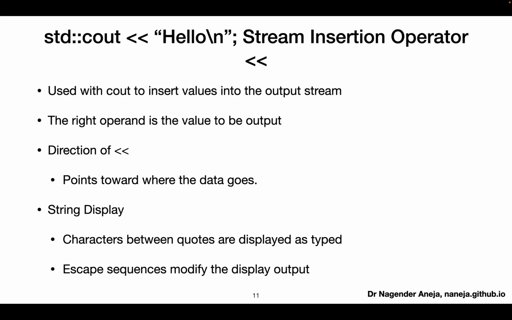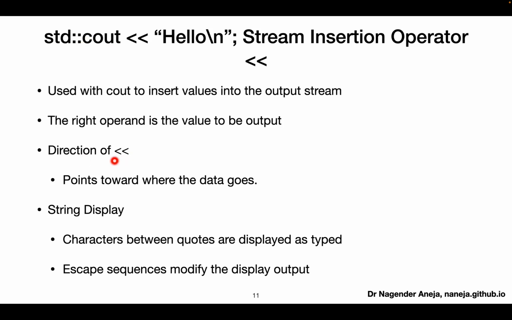Next, we have this statement, std::cout, and this is called the stream insertion operator. So this is an operator where we have an operand on the right side. The meaning of this is that the value of hello, or whatever variable we have, will be sent to the stream. So this is where the data should go. Hello will be sent to the output stream. And what's the output stream? In this case, it is our screen.